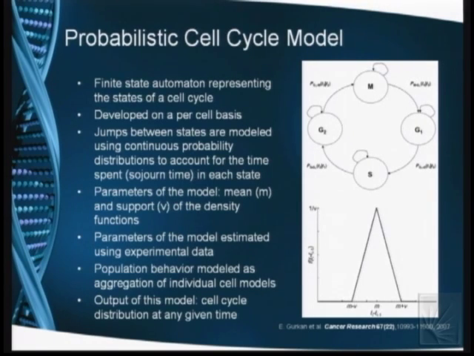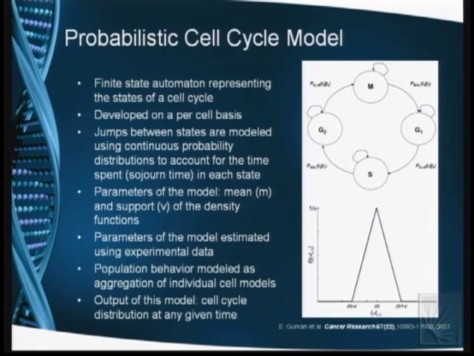We have represented the jumps from each cell cycle state to the next state using continuous probability distributions, because we know that cells need to spend some time in each cell cycle state before they complete the requirements of that state and before they jump to the next state. So you need to have continuous distributions rather than instantaneous jumps. So we represent all these jumps using probability density functions in this form.